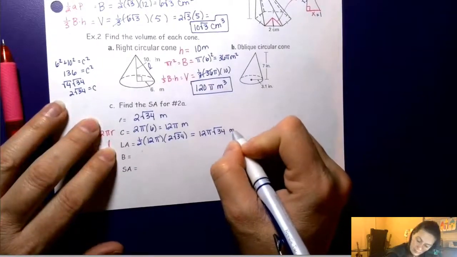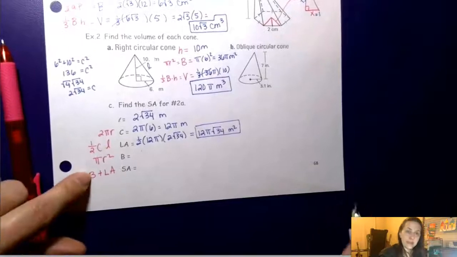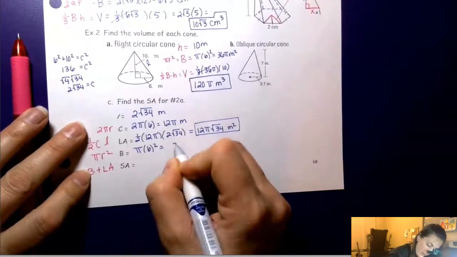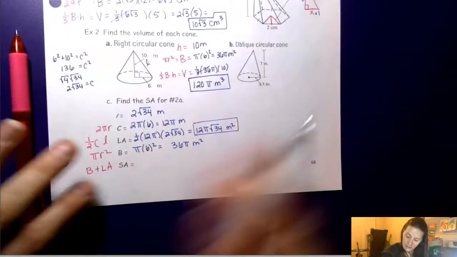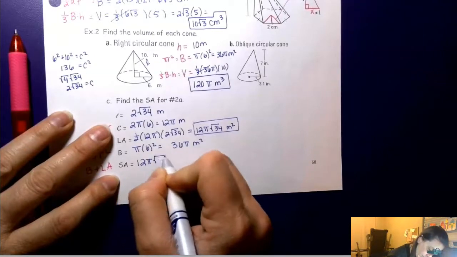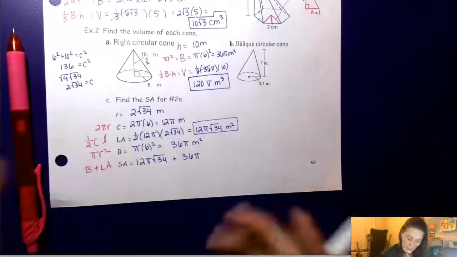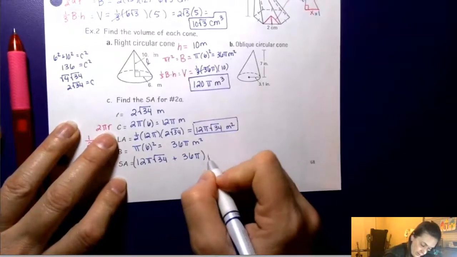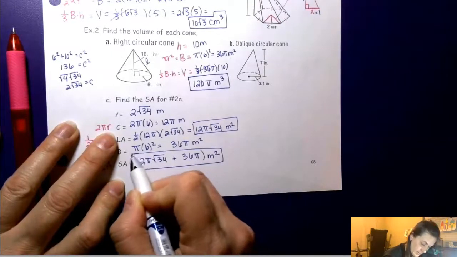Area is going to be meters squared. Now my area of the base, again it's a circle, pi r squared. So my area of the base is 36 pi, which is what I used up top, so I already had that. Surface area is going to be my lateral area, which is 12 pi square root of 34, plus 36 pi, only one base, and I can't add those together because one has that root and one doesn't. So surface area is meters squared. There we go.